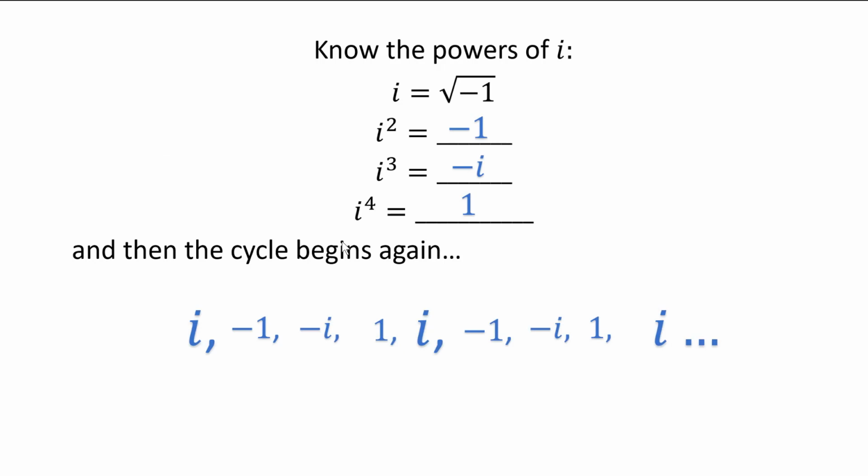So i to the 5th is going to be i again. i to the 6th is -1. i to the 7th is -i. i to the 8th is 1 again. i to the 9th is i, i to the 10th is -1, and so on.